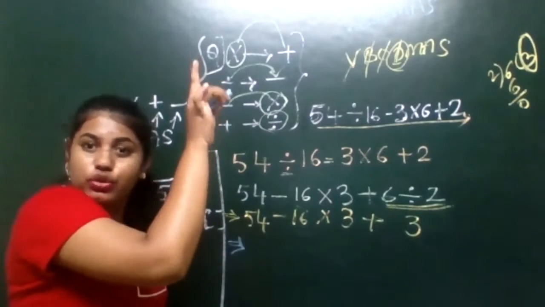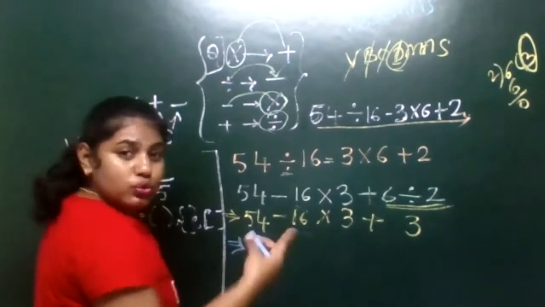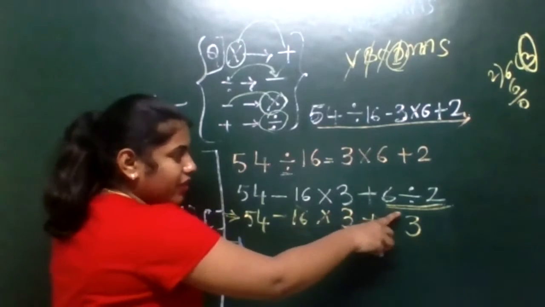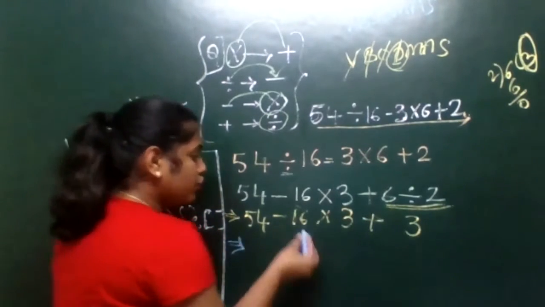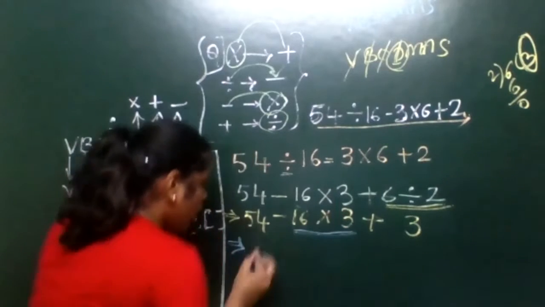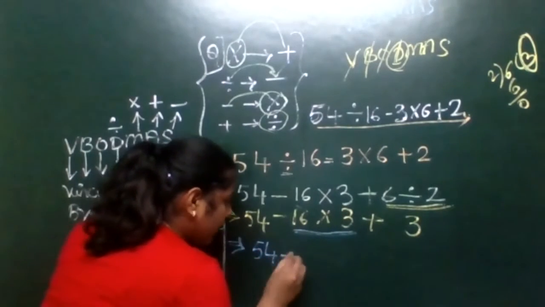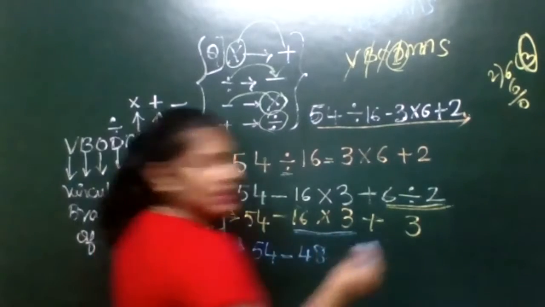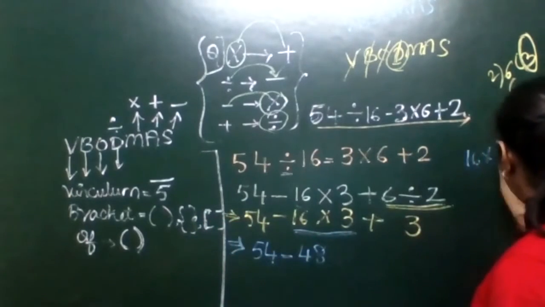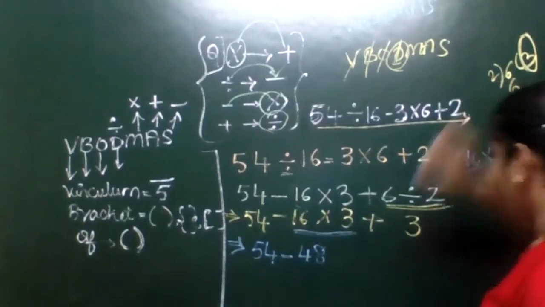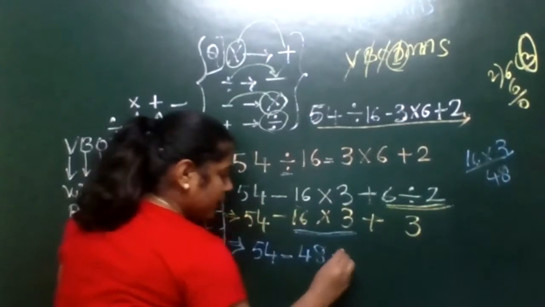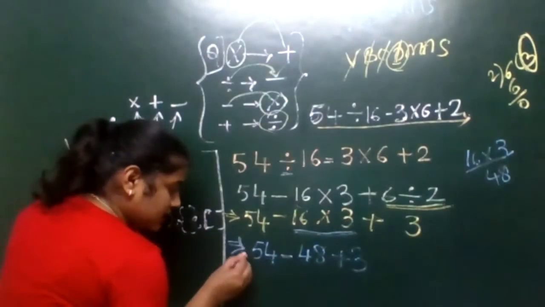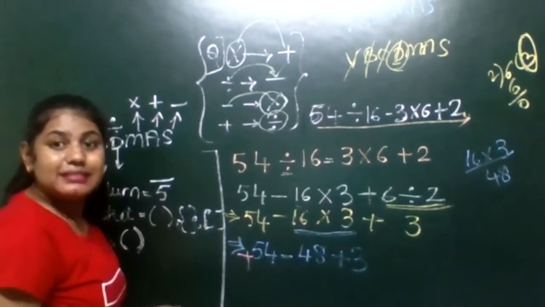I'm not writing anything on the board. Do we have brackets? No. Do we have orders? No. So we have completed division. So I have to do multiplication now. 54 minus 16 into 3, that is 48. 16 threes are 48. 48, and then plus 3. And if we don't have any sign here, it is considered as plus.